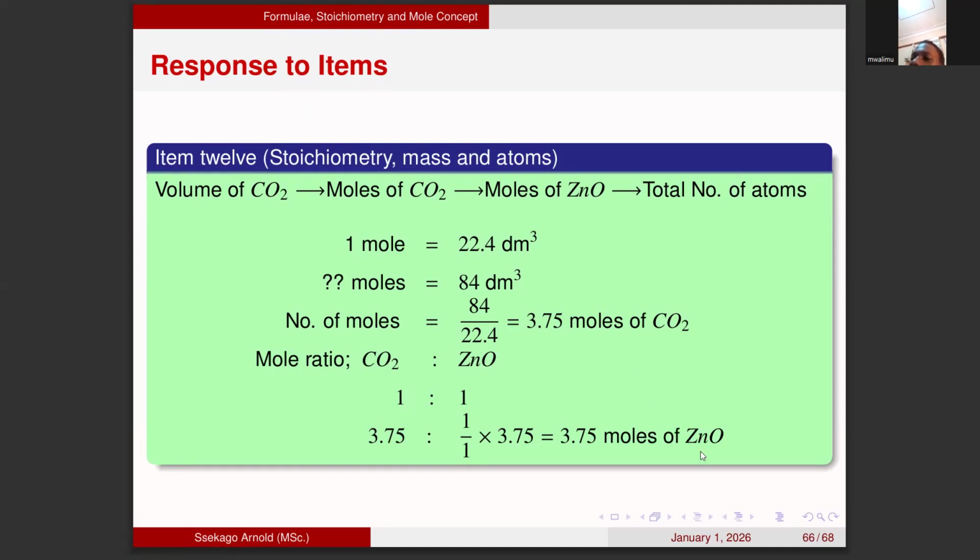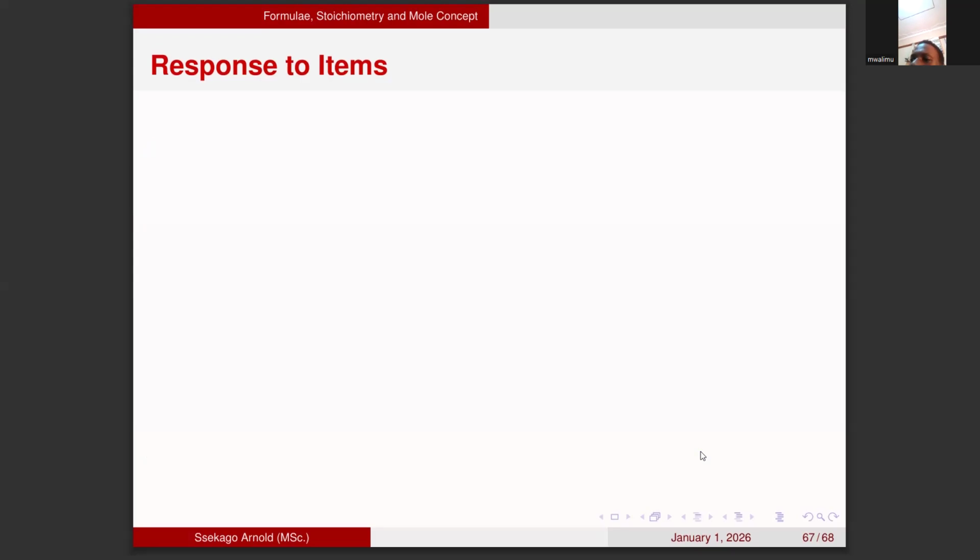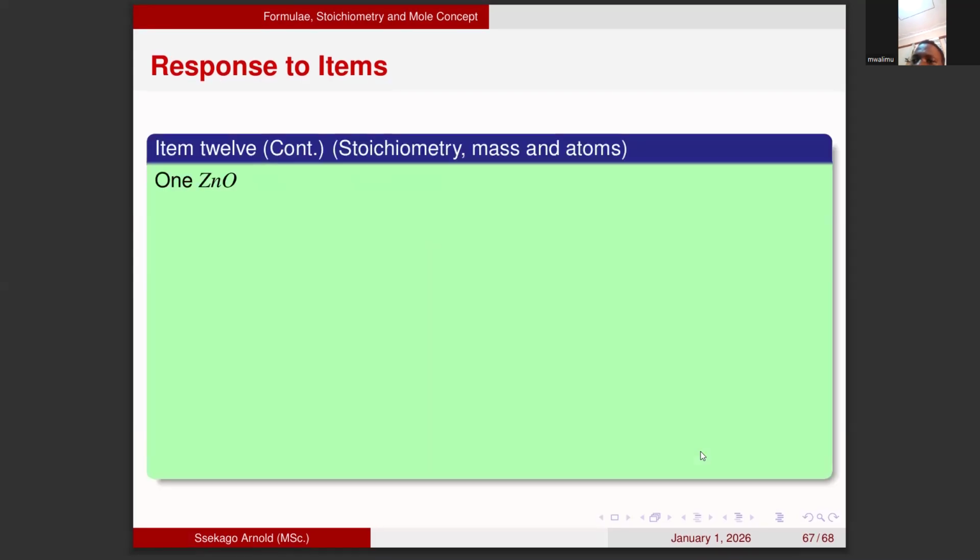Now I have moles of zinc oxide. I use them to find the number of atoms. So what do we have to note here? Note the following. We want atoms present in zinc oxide. So it is important to note that one zinc oxide, if you look at it carefully, has 1 zinc and 1 oxygen. Therefore, 1 zinc oxide has 1 zinc atom and 1 oxygen atom. So we need to determine the number of zinc atoms and the number of oxygen atoms, then sum them to obtain the total number of atoms.